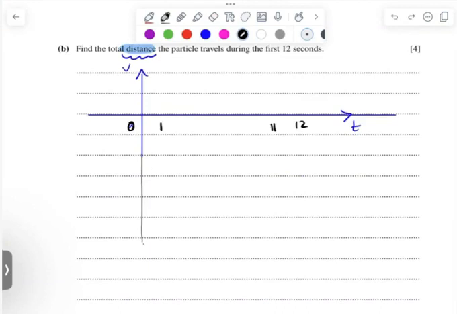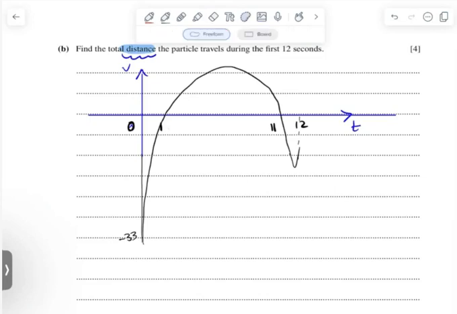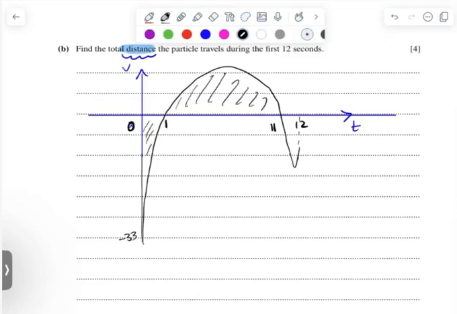Okay, here's an idea. So I know it kind of crosses down here at minus 33, but that's not really relevant information. The more important thing is I know that it crosses at 1, and then it's going to be an upside down quadratic, and it crosses again at 11. That's what's important. So when I'm finding the distance, it is the area under the curve.